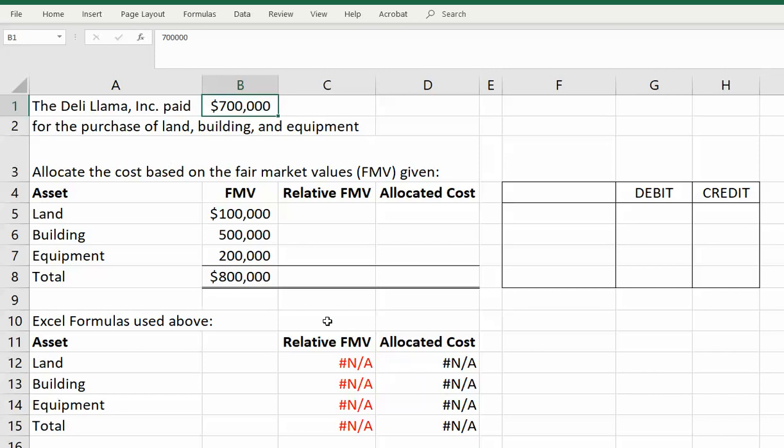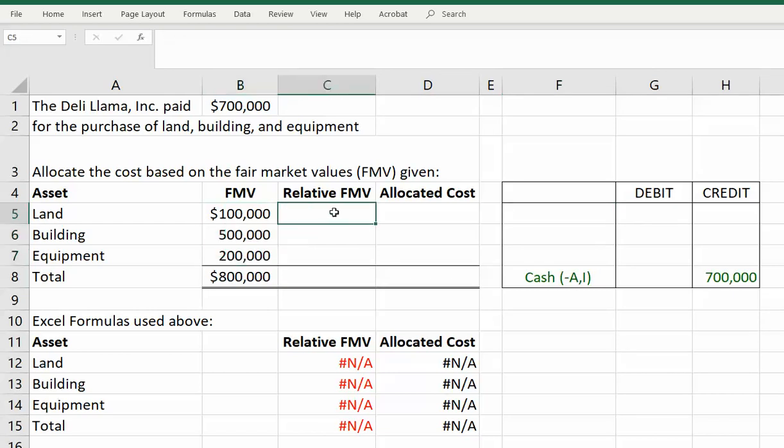They got a price break, and that's not atypical when you buy more than one asset together. So the steps we need to go through now is figure out what percentage each one of these is of the total fair value, and then whatever that percentage is for each one individually, we'll multiply by the cost. Because in all of this, we can't credit cash for $800,000 and debit the assets for $100,000, $500,000, and $200,000 respectively. We are only paying the $700,000. That's all we're going to credit cash for. So the total of these debits has to equal $700,000, not $800,000.